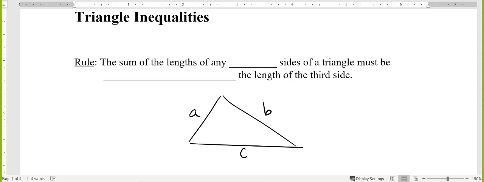Okay, today we're going to talk real quickly about triangle inequalities. The first rule that you saw in your textbook said that the sum of the lengths of any two sides of a triangle must be greater than the length of the third side.